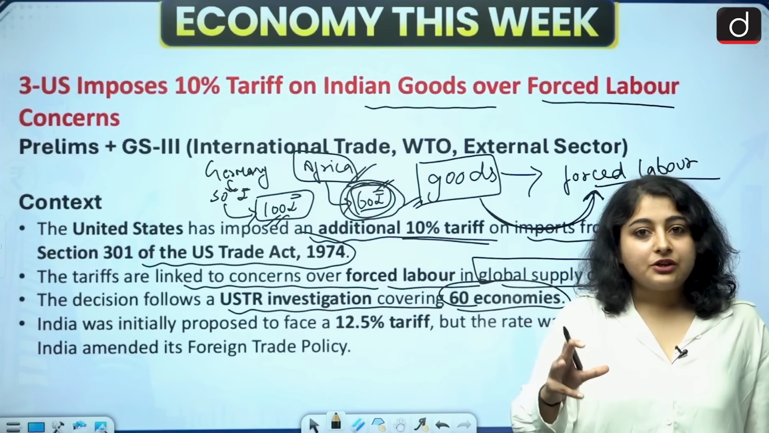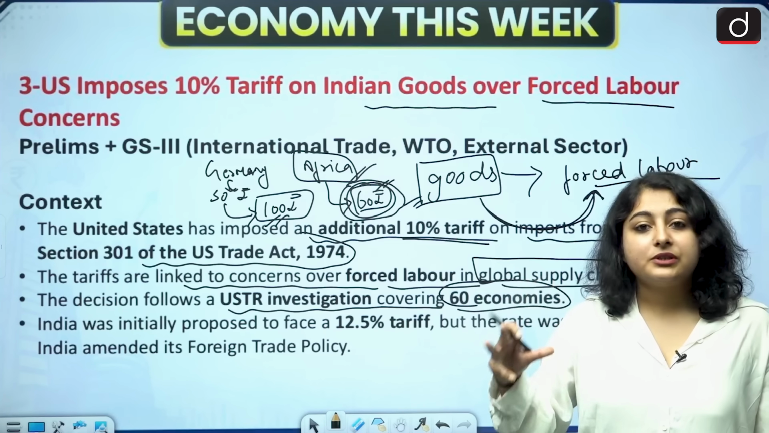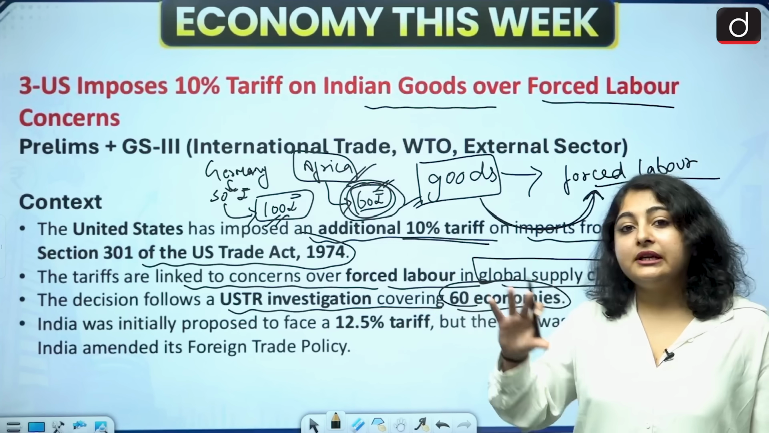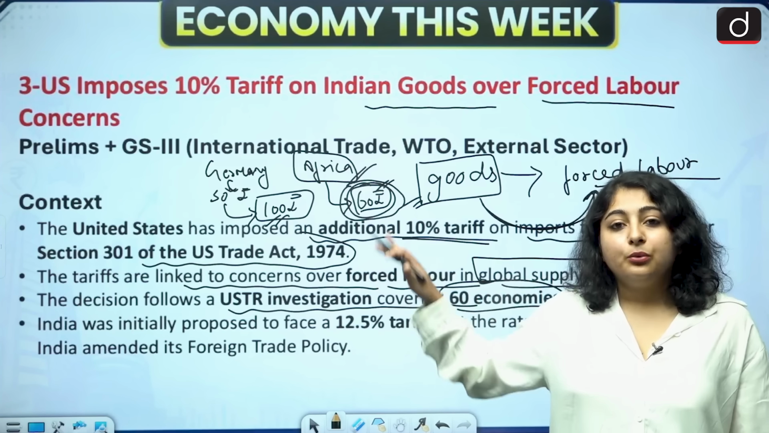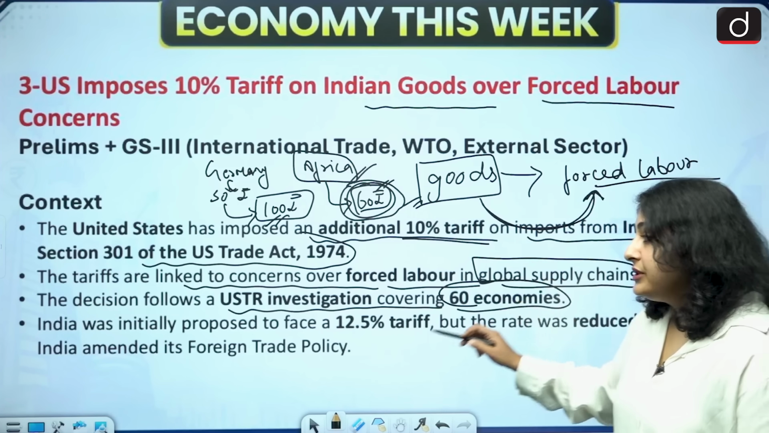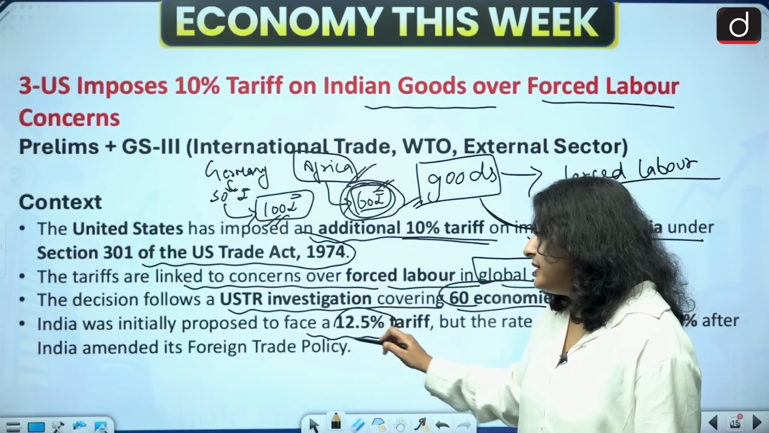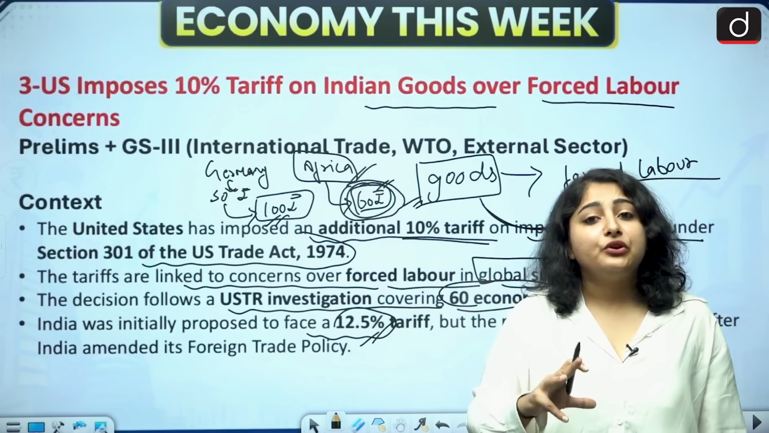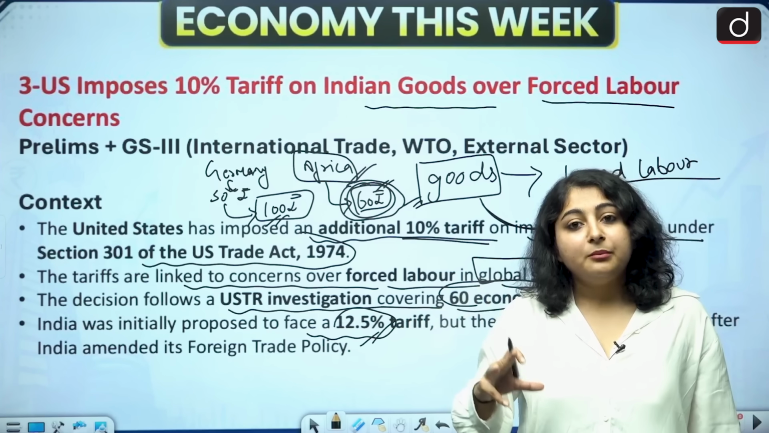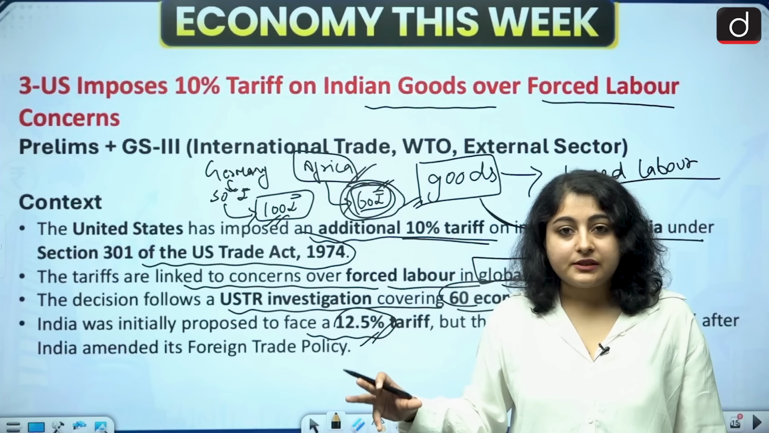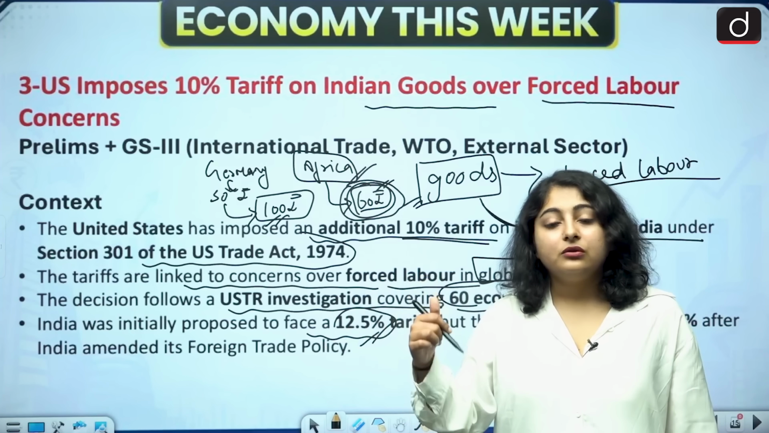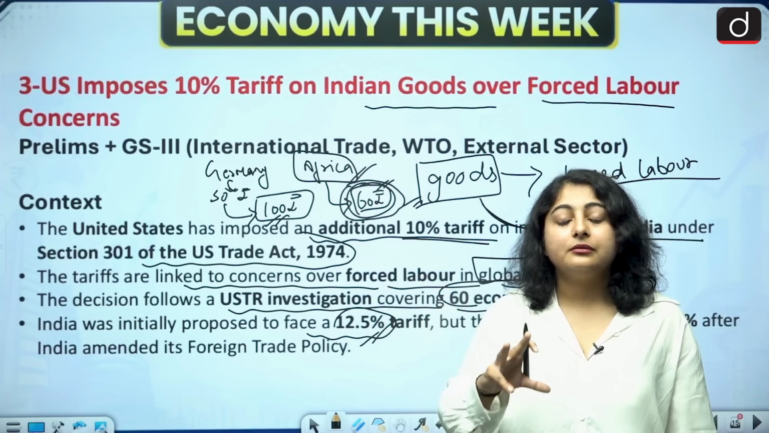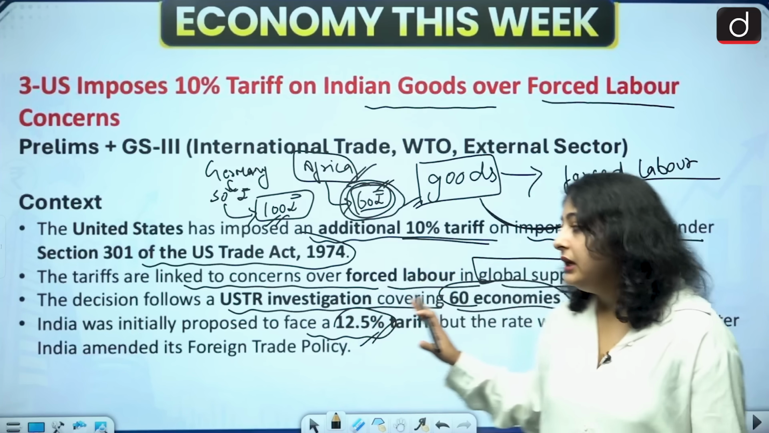USTR investigated around 60 countries, and it found out that India has no rules and regulations with regard to this. India was initially proposed to face a 12.5% tariff. Initially, the US imposed a 12.5% tariff on us, but India made some changes in its foreign trade policy. Because of that, the US has now levied a 10% tariff on Indian goods.